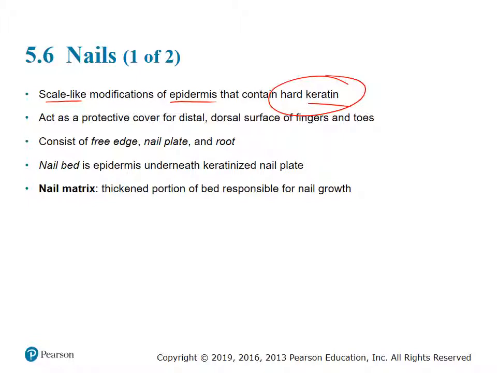What are the functions of nails? A protective cover of basically the ends of the fingers and toes, because we know that there is a rounded end of the bone there that can be susceptible to damage. Bone would actually sometimes be torn out if you didn't have the nail, but since the nail is there, it protects the actual finger there, if you will. So it's composed of these three main areas: the free edge, the nail plate, and what we call the root. And we'll look at the figure here to orient ourselves.